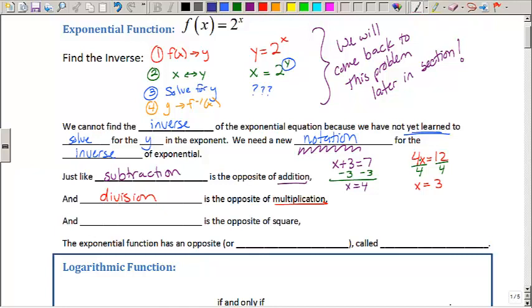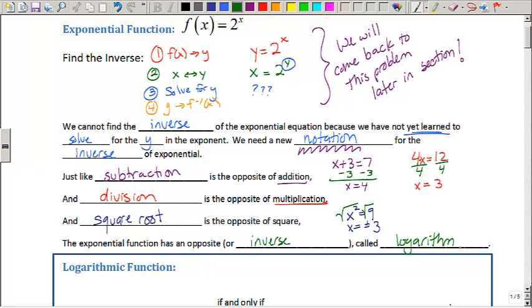Going one step further, we have the opposite of a square is the square root. Square root is the opposite of square. So if I had an equation like x squared equals 9, and I'm trying to solve that, I know I can do the opposite of square, which is square root, to get x all by itself. So I have x equals plus or minus 3. So square and square root are opposites. Multiply and divide are opposites. Add and subtract are opposites. So similarly, an exponential function has an opposite or an inverse. And this is called a logarithm.